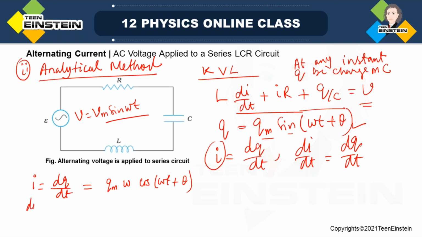Now if you do the double derivative, that is d2q by dt square, you have to again take the derivative of this equation with respect to time. So cos will go to sine, but with a minus sign, and you will get here minus omega square qm sine of omega t plus theta. Okay, so this is what you will get over here.